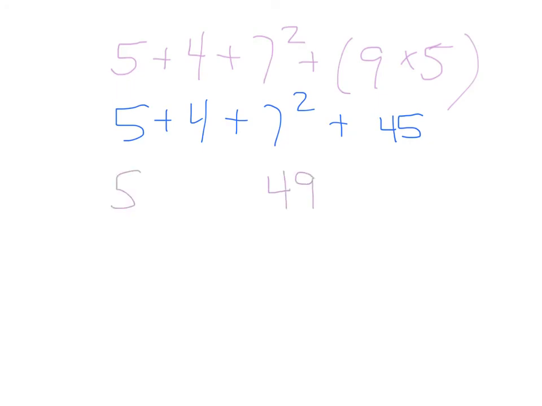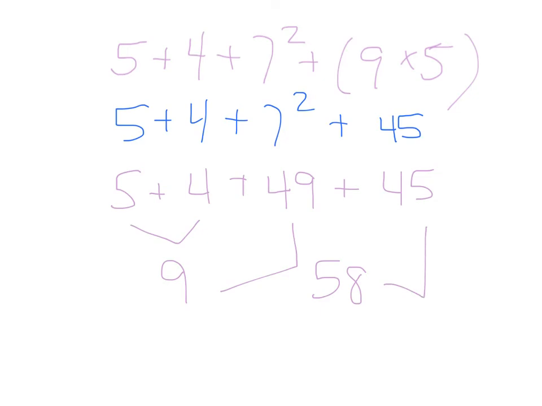Now all I have left is addition. 5 plus 4 plus 49 plus 45. Adding these together, I see I have 5 plus 4, which is 9. I have 49 plus 9, which is 58. And I have 58 plus 45, which equals 103, for a grand total of 103. 5 plus 4 plus 7 squared plus parenthesis 9 times 5 parenthesis equals 103.